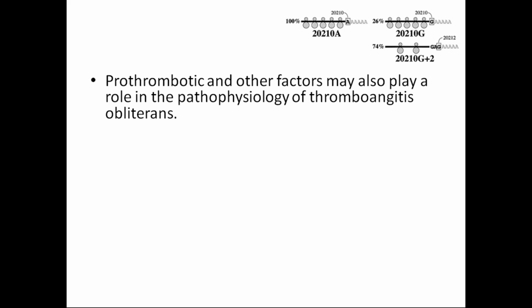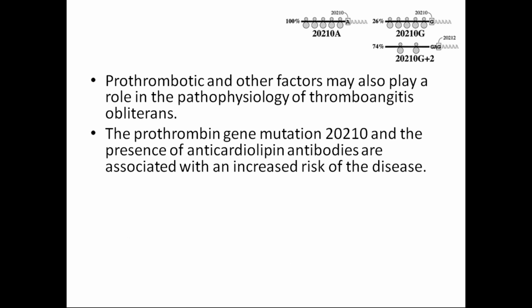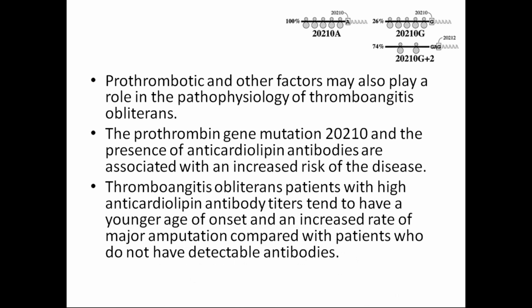So it is a prothrombotic disease. There are many other factors which may also play, but mainly it is the endothelial factors, and anti-cardiolipin antibodies are features of this disease. Thromboangiitis obliterans, TAO, is the other name for Buerger's disease. So this is also an exam question. Patients with high anti-cardiolipin antibody titers tend to have a younger age of onset and an increased rate of major amputation compared to patients who do not have detectable antibodies.